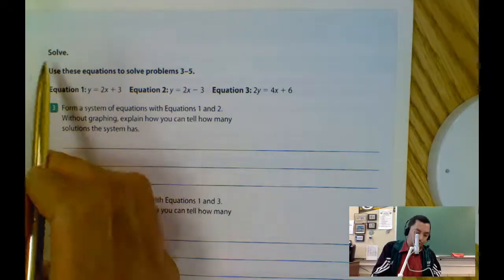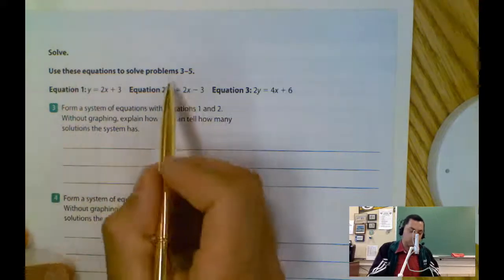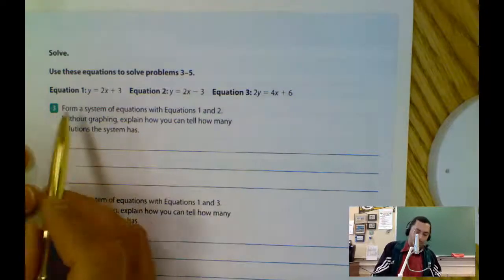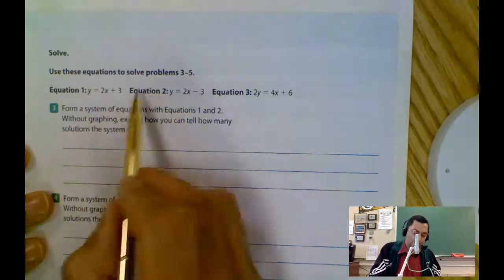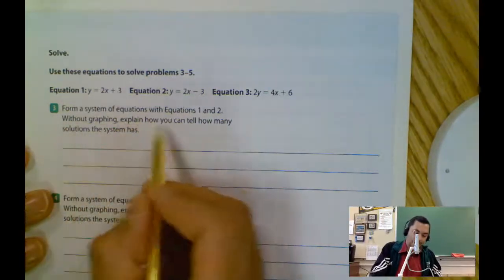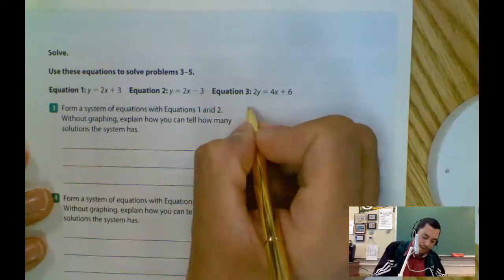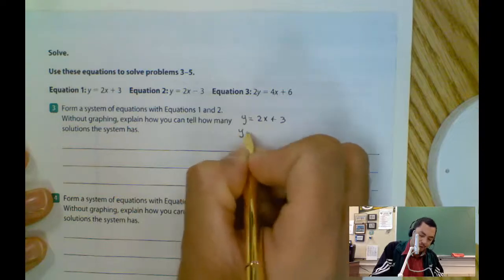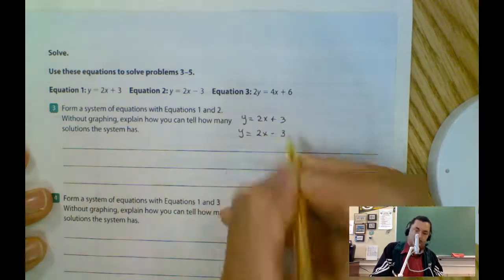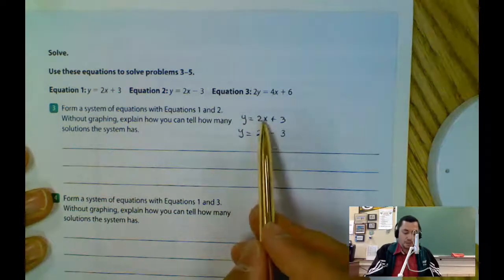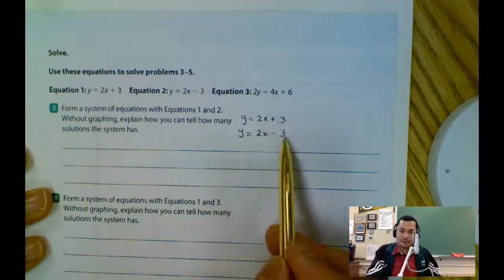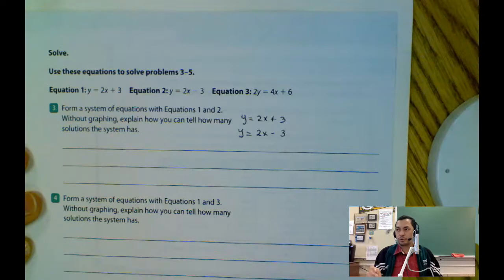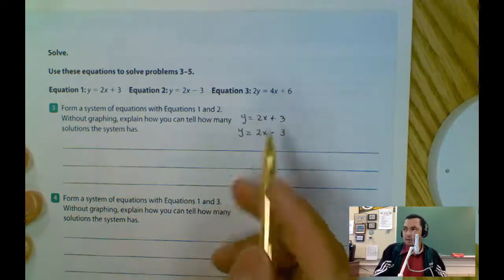Page 172, we are going to continue to use the system of equations to solve problems 3 to 5. And in this case, I have equation 1, 2, and 3. So problem number 3 says, form a system of equations with equations 1 and 2 without graphing. Explain how you can tell how many solutions the system has. Okay, so I'm going to do the following. So I have y equals 2x plus 3, and then I have y equals 2x minus 3. In this case, we have same slope, different y-intercept, as you can see. So in this case, we're going to have no solution. So if we compare these two, it's going to be no solution.